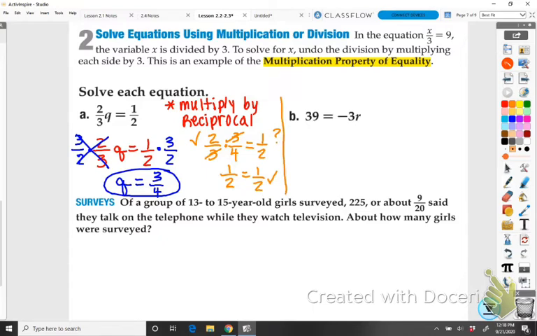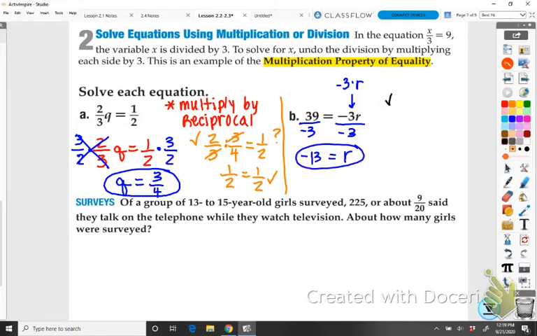And on letter B, some students think that to undo the -3 by the R you would use the opposite sign. So they would want to add 3 to both sides, but that's not the case because this means -3 times R. So to undo multiplication, you have to use division. So we're going to split these up by dividing by -3. So R is equal to -13 on this one.